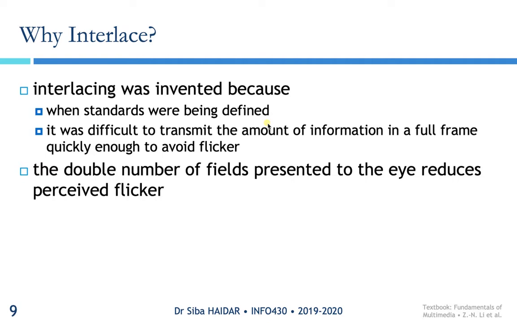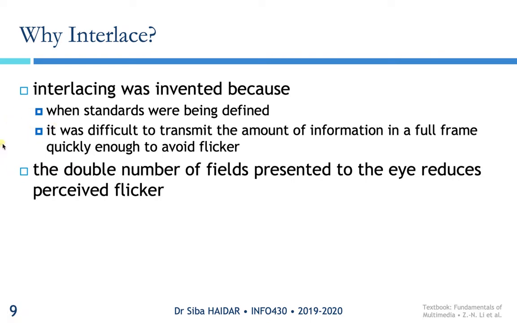So why do we interlace in the first place? Why did we come up with this idea to divide the picture frame into two fields, odd and even? Interlacing was invented because at the time when the standards were being defined, remember, it was not today, it was difficult to transmit the amount of information in a full frame quickly enough to avoid flicker. So we were obliged to define the frame rate at a low value. Not like today. Today we can transmit 60 frames per second or even 120 frames per second. But at the time we were limited by the bandwidth, by every parameter.